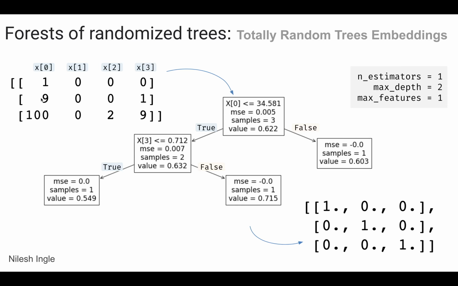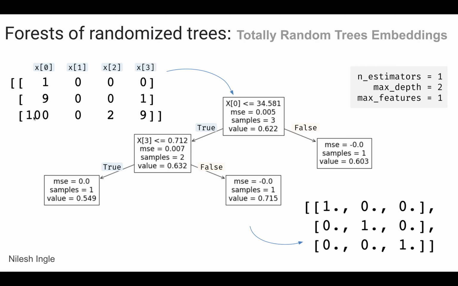Similarly, if we have the second row, we put that through this tree, the x0, in this case it's 9, is less than 34.581. So if we go to the left, then x3, which is 1, is not less than 0.712, so it's false, and we go to the right, and so that sample ends up in this leaf. So we flag this as 1 and the other two as zeros, so we get 0 1 and 0, and so that's what our second row is.